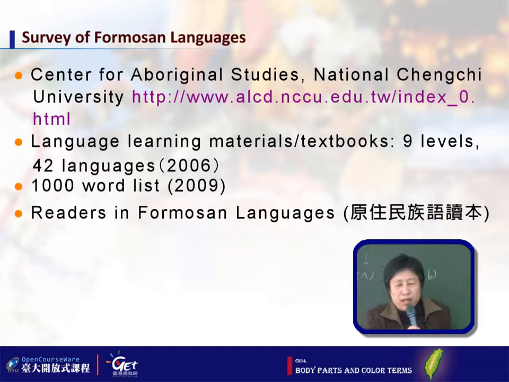The site, I think, has been awarded the best learning website or something like that by the Ministry of Education. So we built that website when we were designing learning materials, that is textbooks for different languages. The textbooks refer to 9 levels, from the beginning, level 1, maybe just easy dialogues, and then level 2 and 3, 4, to 9 levels. And there are 42 languages.